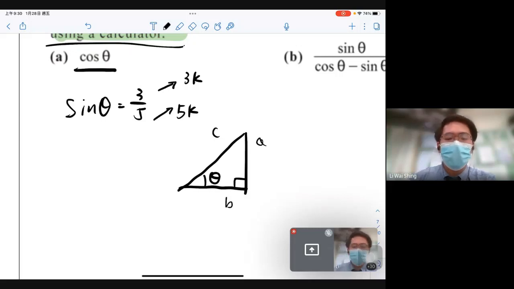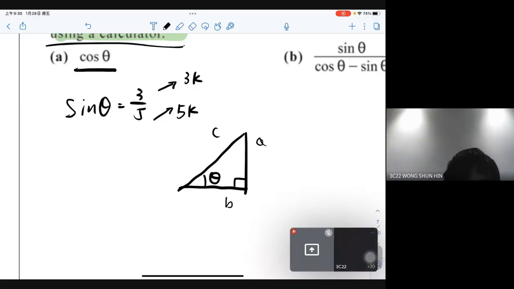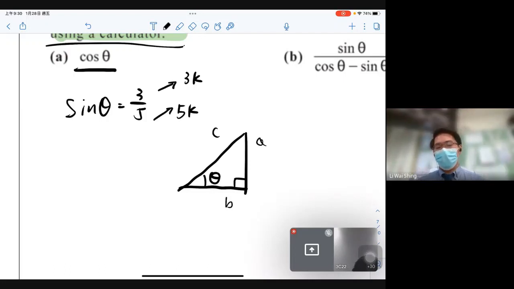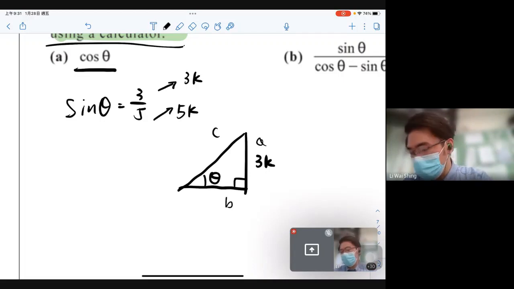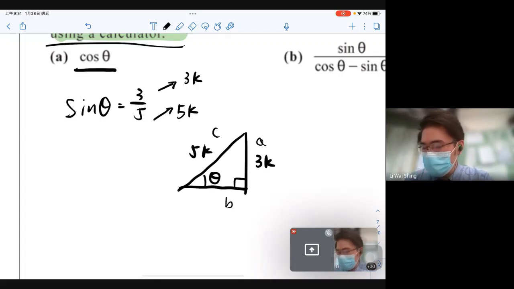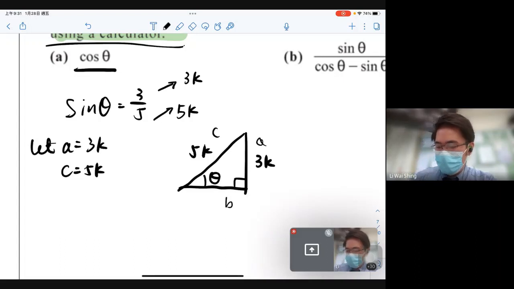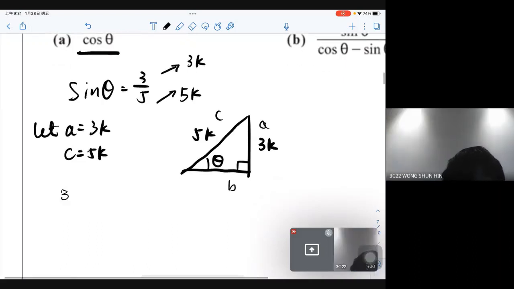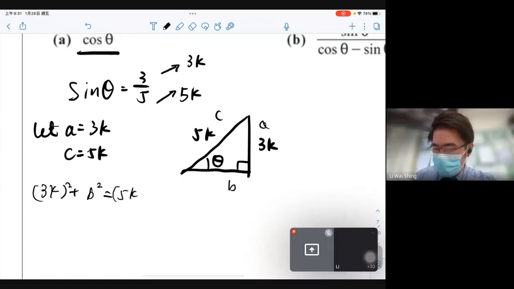Tell me which side equals 3k. Opposite side. Which side then, in terms of ABC? A is 3k, then which side is 5k? C is 5k. So how could you find B? 3k squared plus B squared equals 5k squared. How could you get this result?